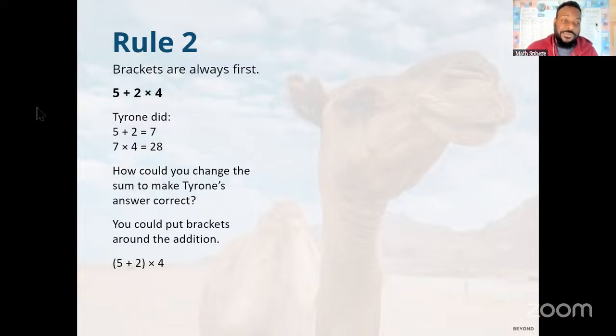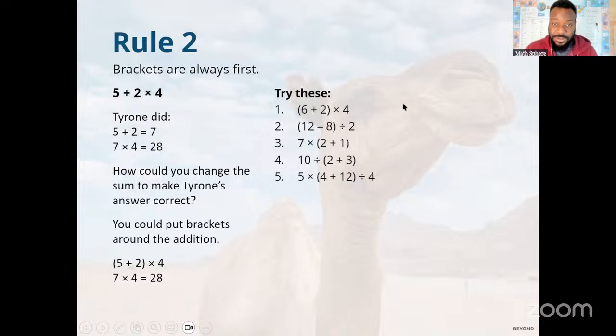So outside with no brackets, well, yes, of course, the other one was right. But with brackets put in this location here, then Tyrone is correct, because we have to do 5 plus 2, and then we times it by 4. Okay, all right. Got another few to work out here.